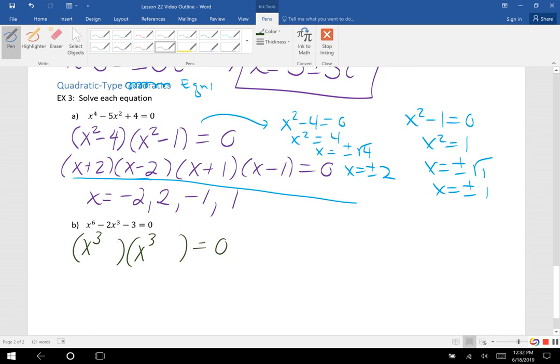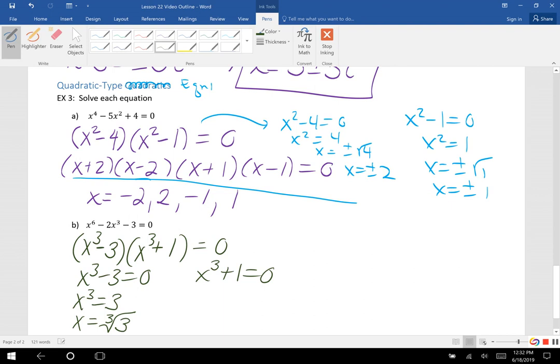Remember, we add the exponents when we multiply, so x to the 3 times x to the 3 is x to the 6. And then product of 3 is 3 times 1. If it's a minus 3 and a plus 1, that does add up to negative 2. And then I would just set the factors equal to 0 on this one. And so x cubed could equal 3, which means x would be the cube root of 3.